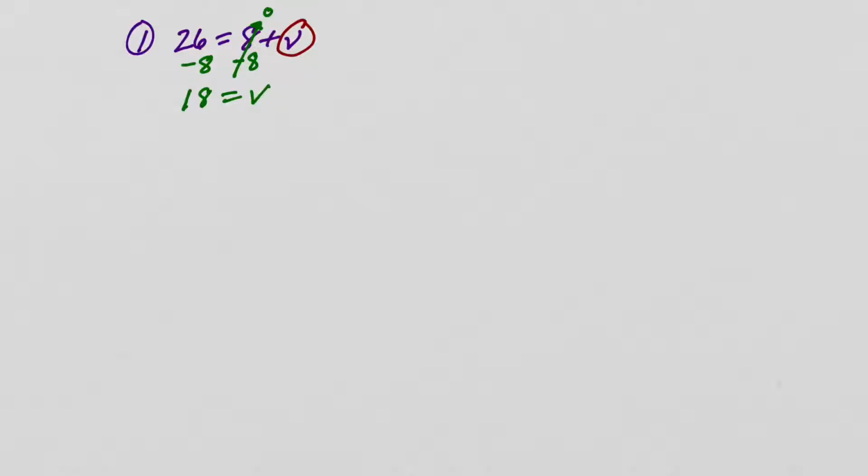Now to check, you would start with your original equation, which was 26 equals 8 plus v. But what you would do is where the v was, you would erase that, and you would put in the answer that you got. In this case, 18. Then you would do your arithmetic. 8 plus 18 is 26. 26 equals 26, so left-hand side equals right-hand side. That checks out. I know that that was my answer. So 18 must have equaled v.